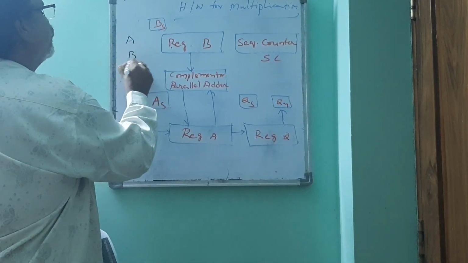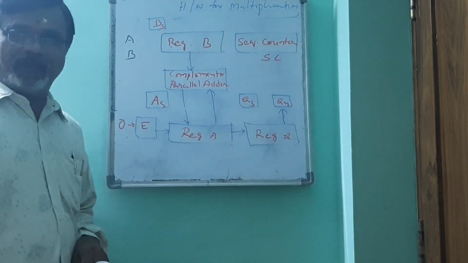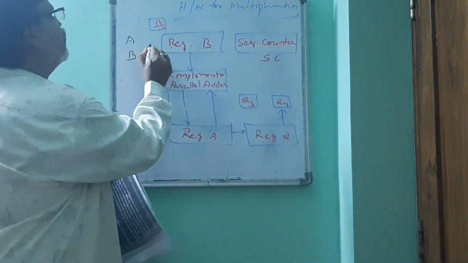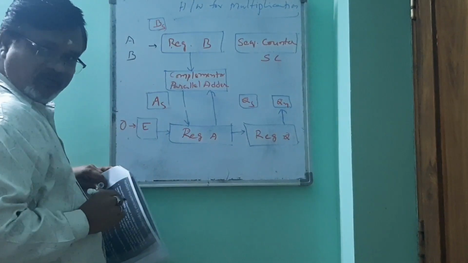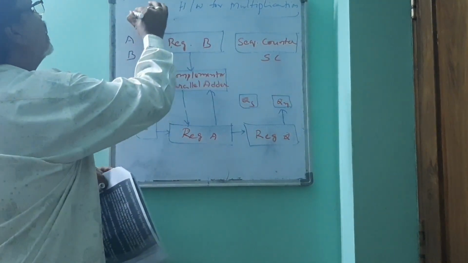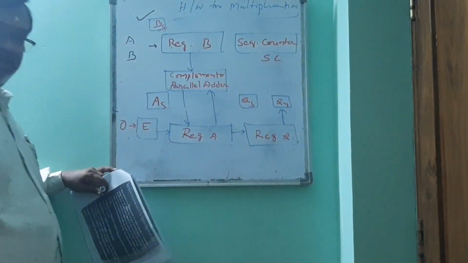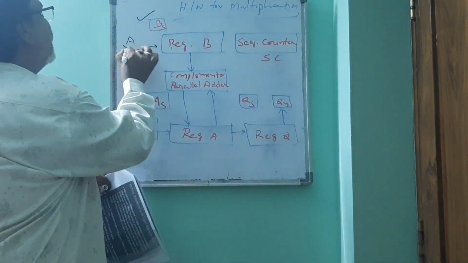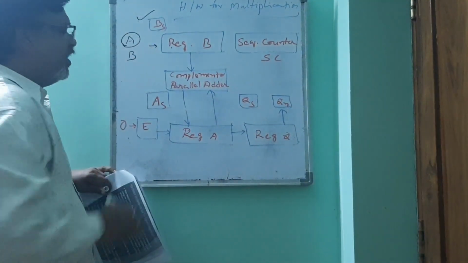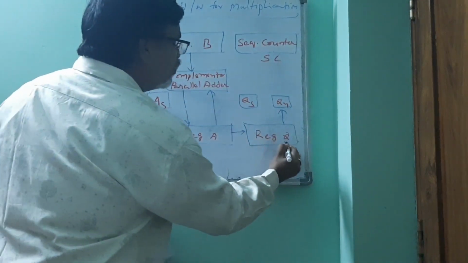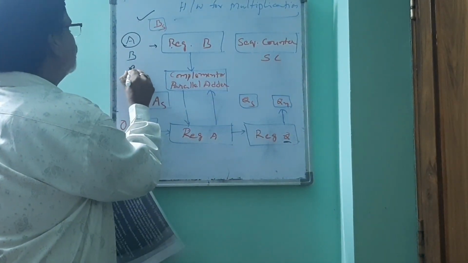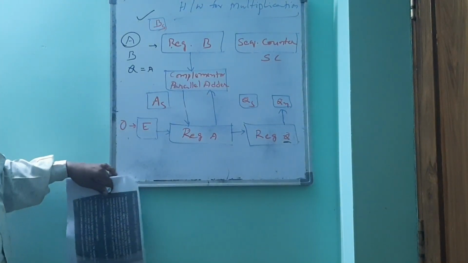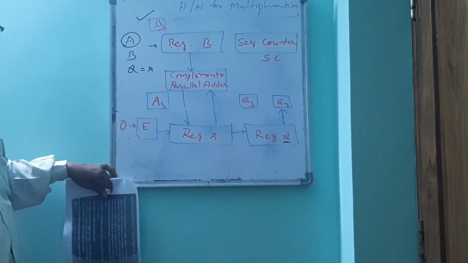We told you we are taking two numbers A and B, as we have explained in the previous example. One number is there in B, and its sign will be stored in BS. The second number, you move to the register Q. So now Q contains the value A.